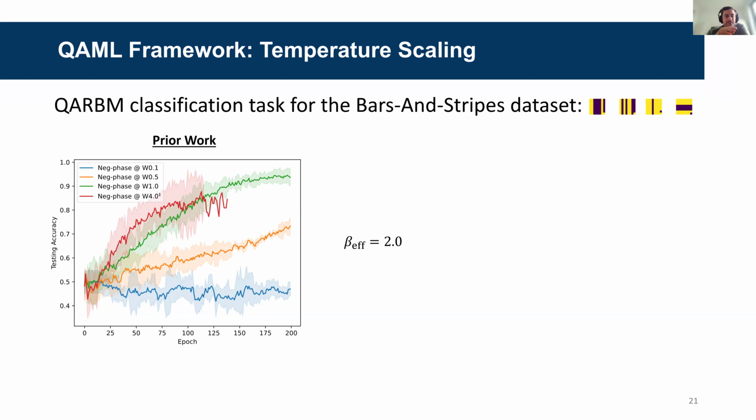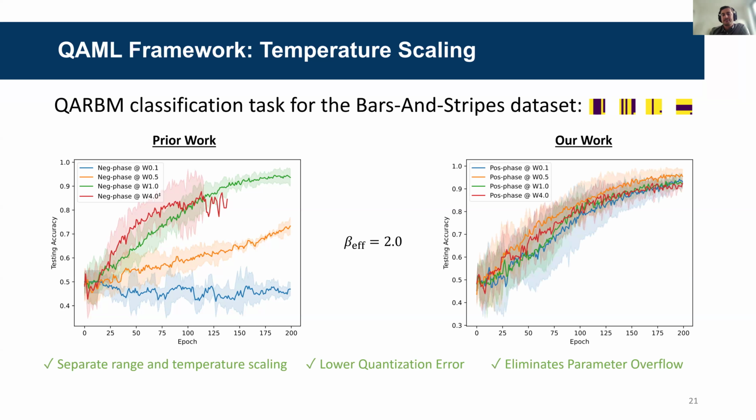It just gets better, like from blue to orange to green, it gets better as you reach the device range. But if you go too high, which is the red line, the parameters can overflow, and then we have to halt training, which is what happens with the red line there. So then in our work, this simply doesn't happen.